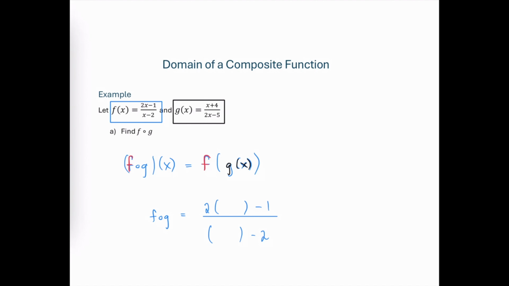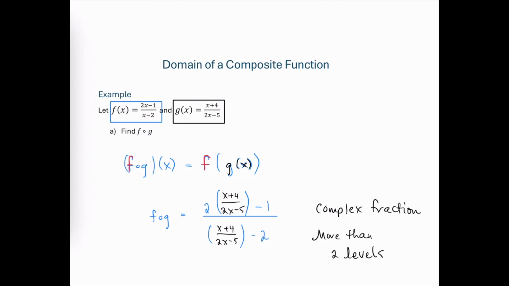But of course we use what g of x actually is, which is x plus 4 over 2x minus 5. And now we need to simplify this because this is what we call a complex fraction, which means basically that it just has more than 2 levels. We can't leave our answer as a complex fraction, so we need to simplify it.